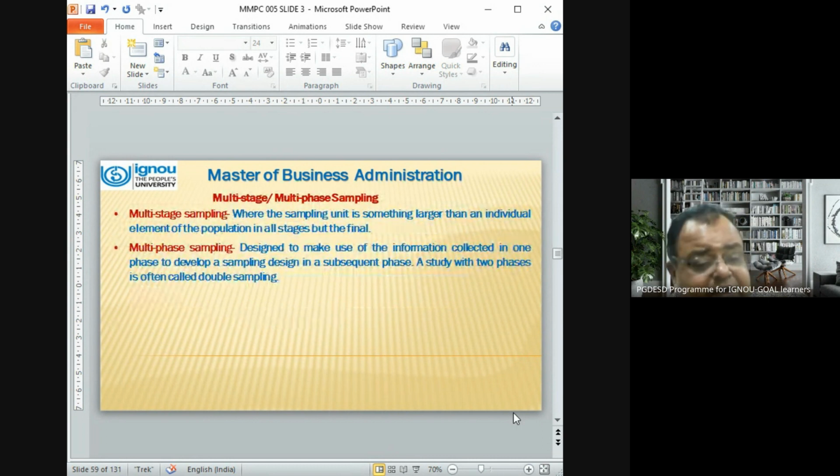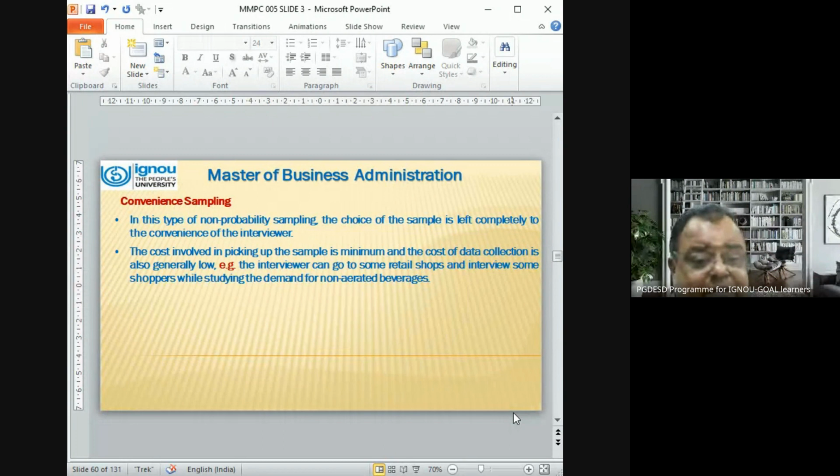Multi-stage and multi-phase sampling. Multi-stage sampling is where the sampling unit is something larger than an individual element of the population in all stages but the final. Multi-phase sampling is designed to make use of the information collected in one phase to develop a sampling design in a subsequent phase. A study with two phases is often called double sampling.